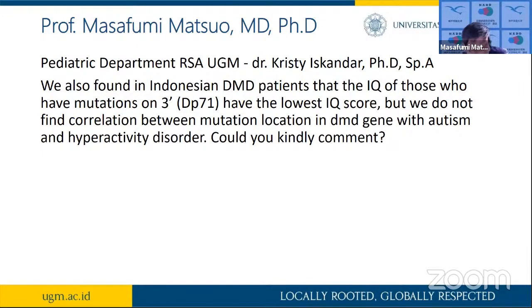I'm sorry, I cannot hear you. Yeah, they found that the patients with mutation in the 3'N location has the lowest IQ score, but they don't find correlation between mutation location with the autism and hyperactivity disorder. So what do you think about that results? So she identified the mutation in 3' end. Yes, she did identify the mutation. So they did find the correlation for the 3'N mutation and mental retardation. Yes. But they don't find the correlation with autism. That's a good correlation. Yeah.